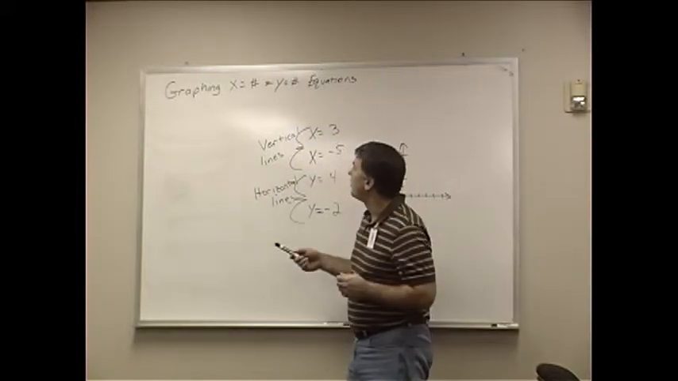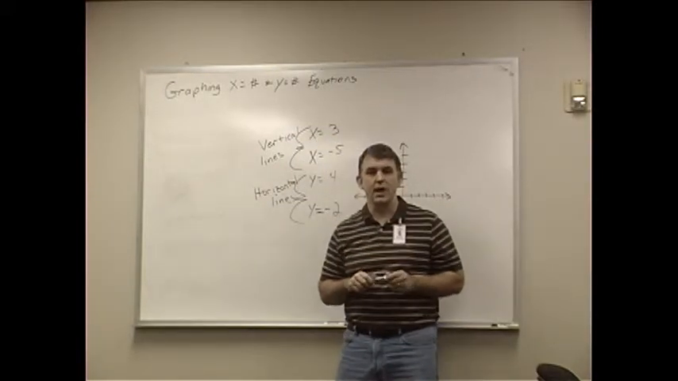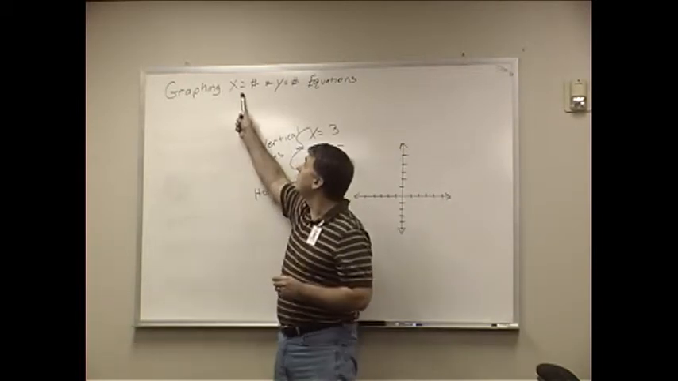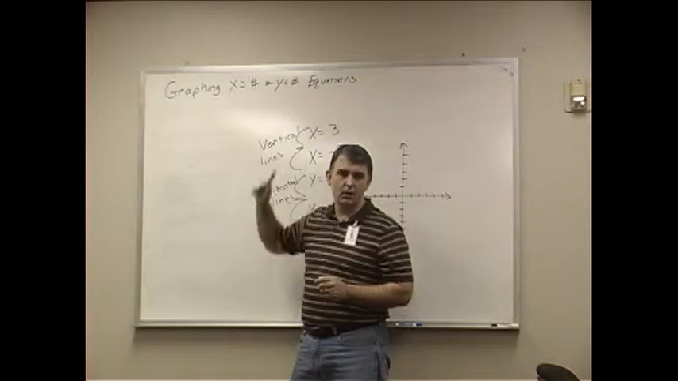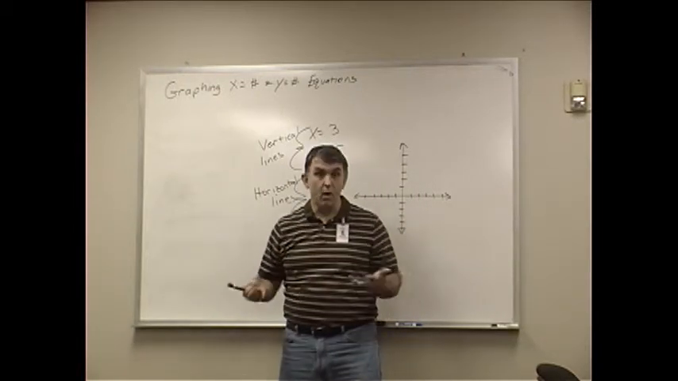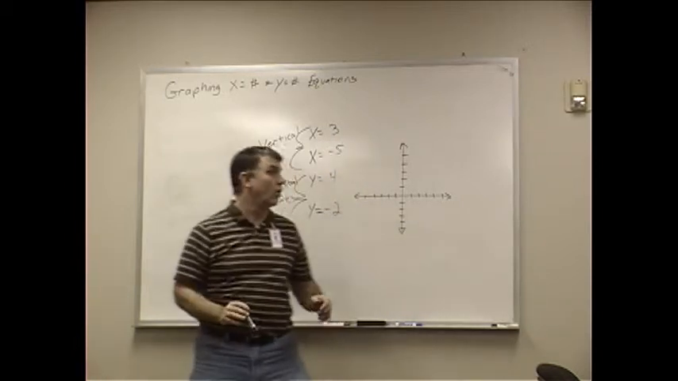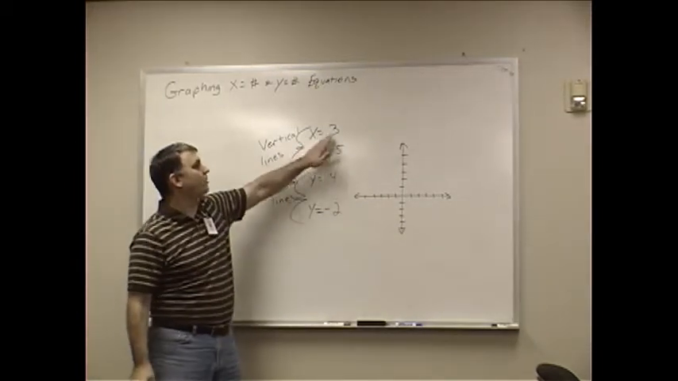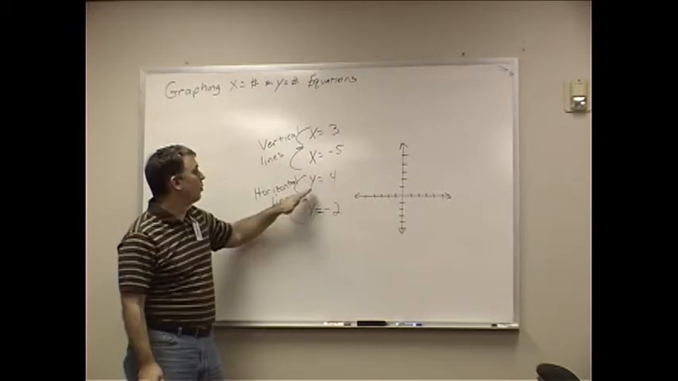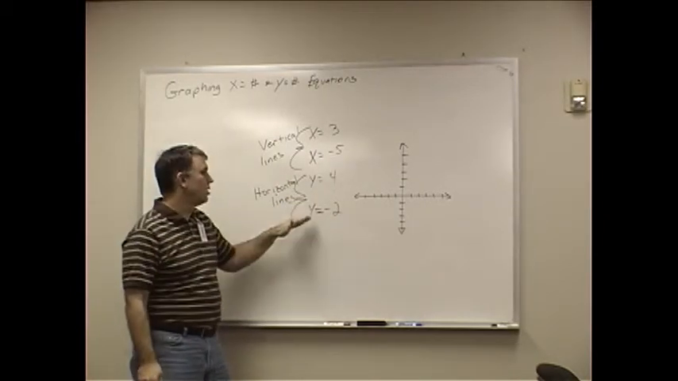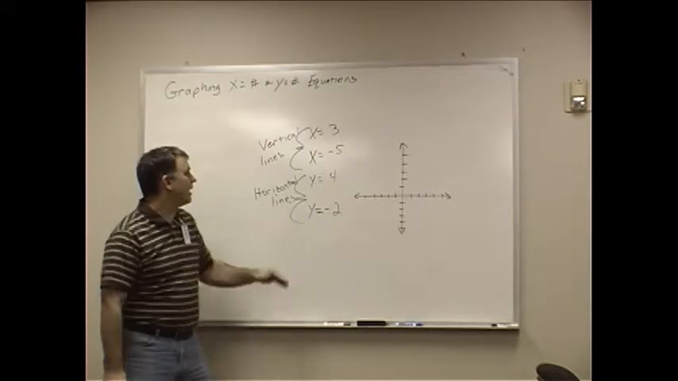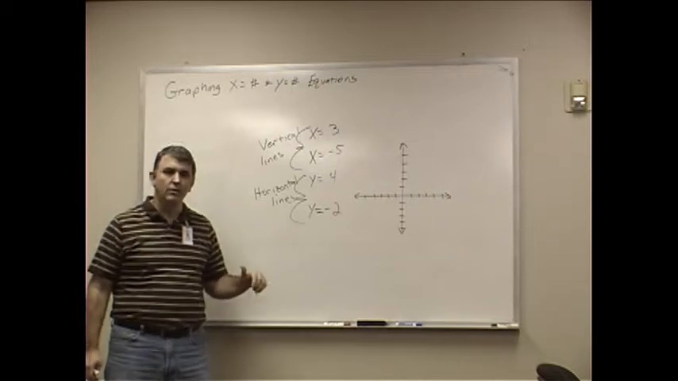Now we come up with a special case in graphing. There are a few lines that are x equals a number or y equals a number. What does that mean? It means that there's only one variable present. So what if you had to graph x equals 3, or x equals -5, or y equals 4, or y equals -2? For the moment, I'm going to ask you just to memorize.